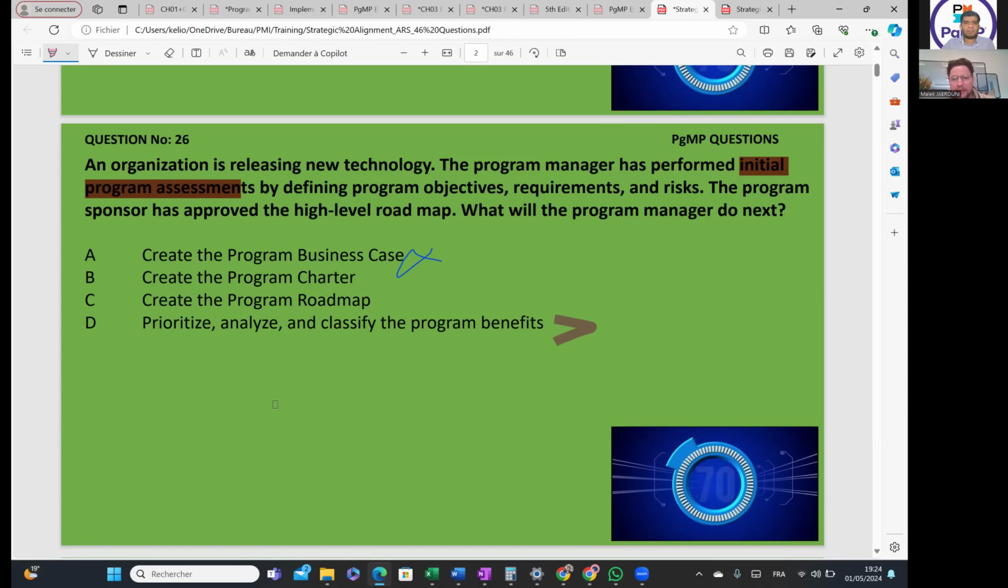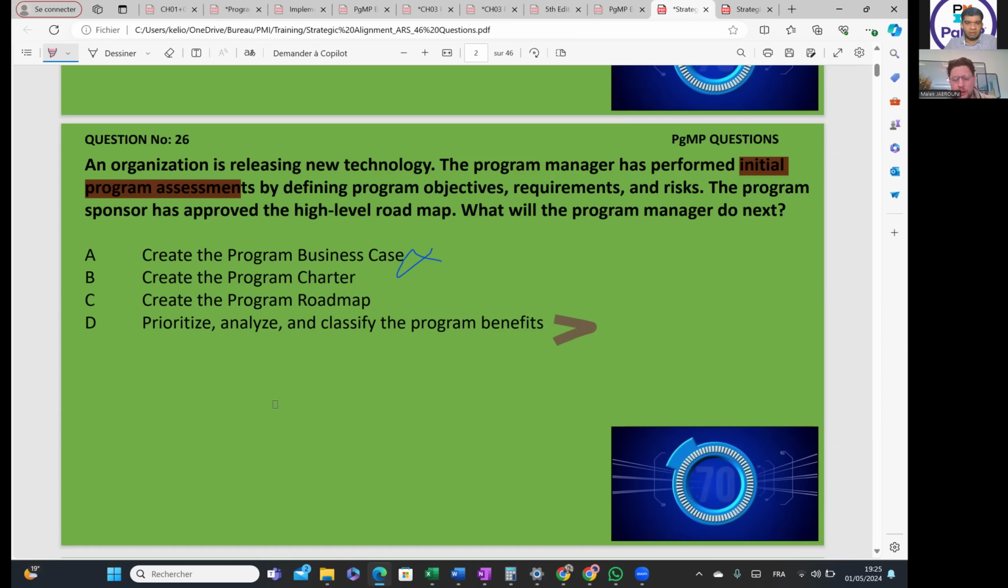Okay. But when he says what the program manager should do next, it shouldn't be the business case. Why? There is another step between, the program mission statement. No. I mean, the mission statement is not any document in our PgMP. This is the only one in the ECO that is telling you we are not preparing the mission statement anywhere.